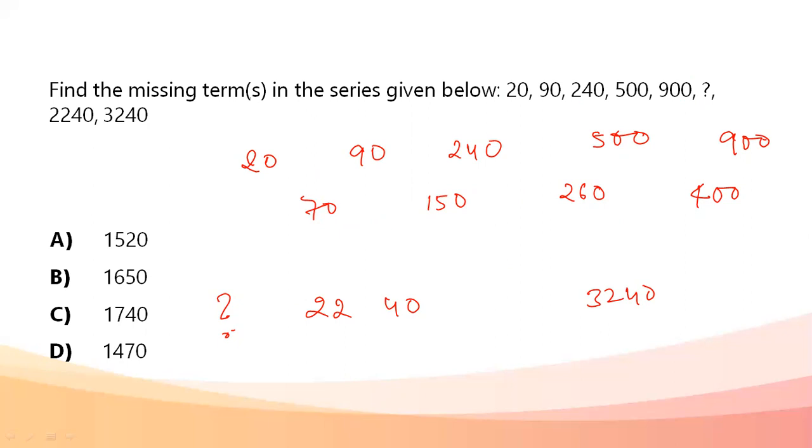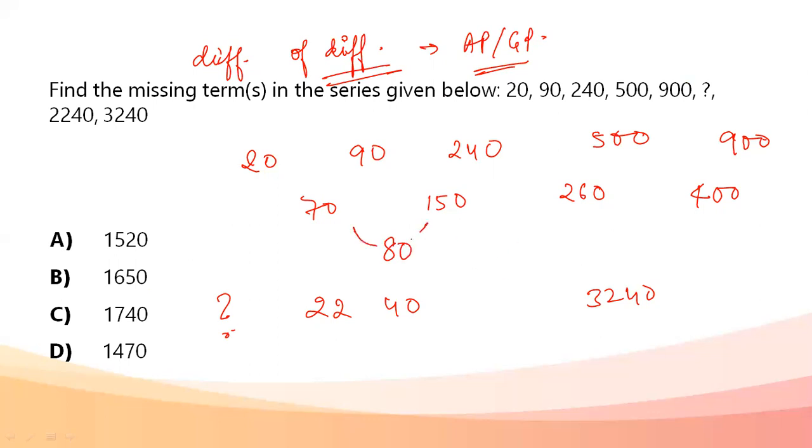So what I do is I try to take difference of difference, because a lot many times it happens that the difference of difference comes out to be in some AP, GP or something of that sort. So let's take difference of difference. 70, 80, 150, difference is 180. Now if I take this difference, this is 110, here it's 140, and somewhere you can see that this will go on in that particular way only.